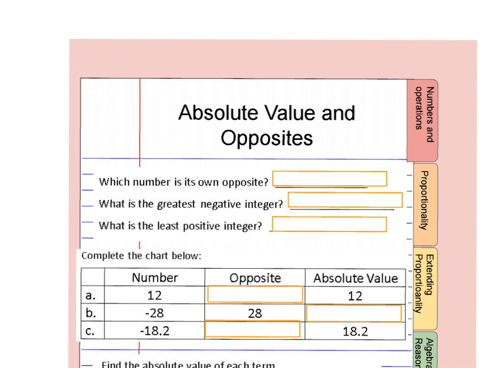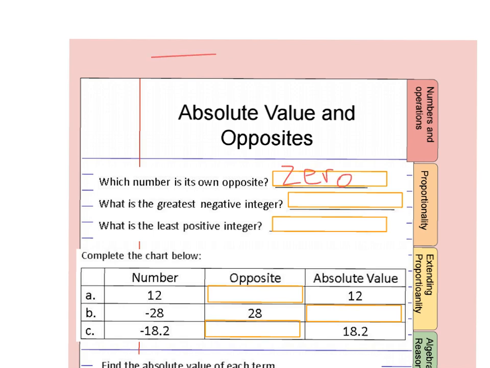So the first question, it says, what number is its own opposite? Remember, opposites mean that they have the same absolute value, so they're the same distance from 0. So the only number that is the same distance from 0 as its opposite is the number 0. That's kind of a tricky question, okay?